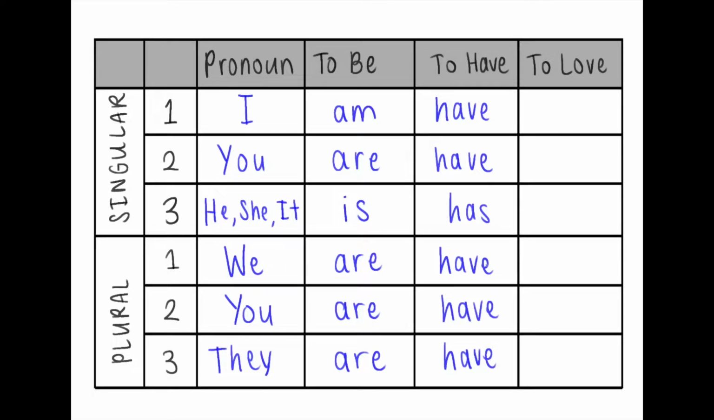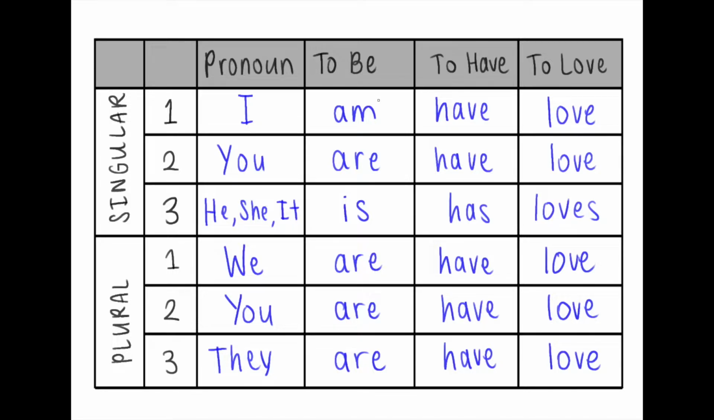Wow, so we can see a lot of repetition, right? If we take a very common verb like the verb to love, you're going to see it's very, very similar, right? We just take the verb itself and we put it as I love, you love, he, she, it loves, we love, you love, and they love.